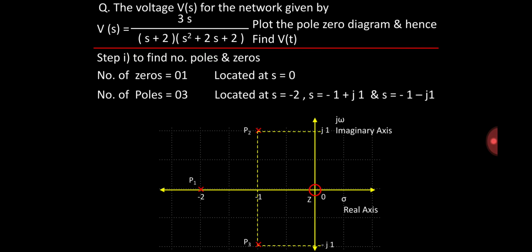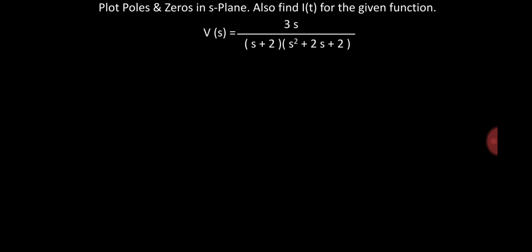So this is the first part. The first part of this problem is over. We have plotted the pole zero diagram. Now, using this diagram, we are going to find v(t). To find v(t), we have to use the partial fraction method.